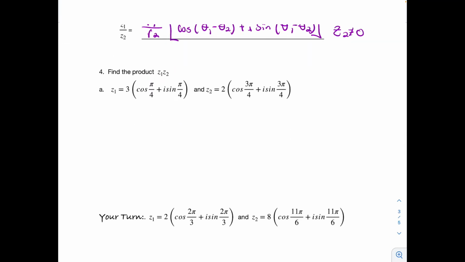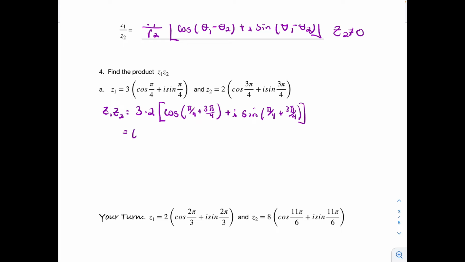All right, so let's try one. I want to find the product of these two trigonometric form complex numbers. And so I take 3 times 2, multiply my r's, and then I'll have cosine of pi over 4 plus 3 pi over 4, plus i times sine of the sum of those two angles, which is pi over 4 plus 3 pi over 4.